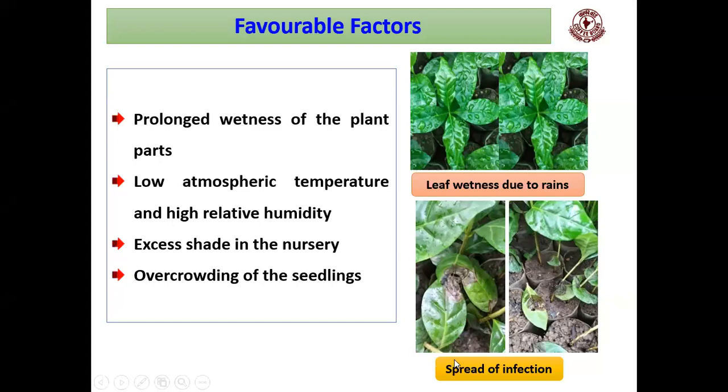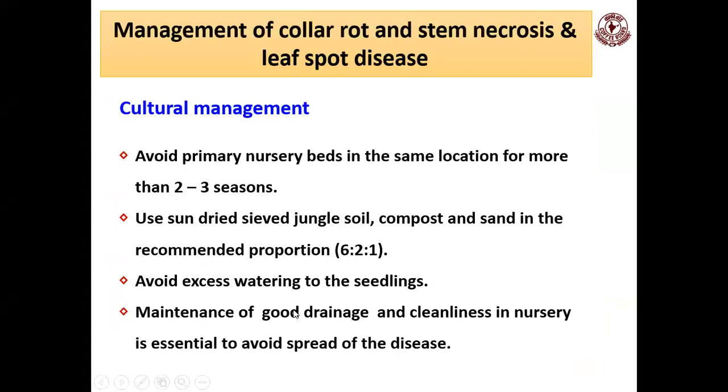Once the healthy seedlings come in contact with the infected ones, they will get the infection, and it will spread rapidly when the conditions are favorable. And coming to the management of the collar rot disease, stem necrosis and leaf spot disease, in cultural management, we can avoid sowing the seeds in the same primary nursery bed location for 2 to 3 seasons. This is because we can reduce the pathogen load.